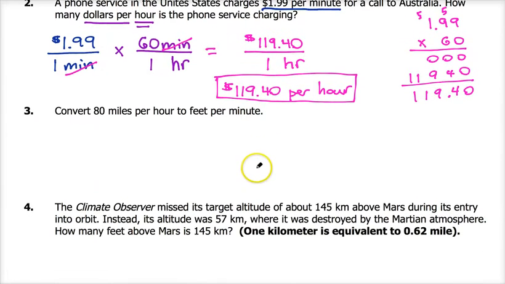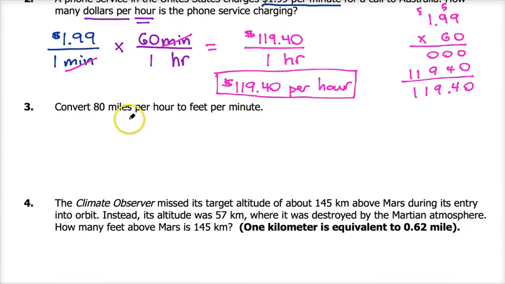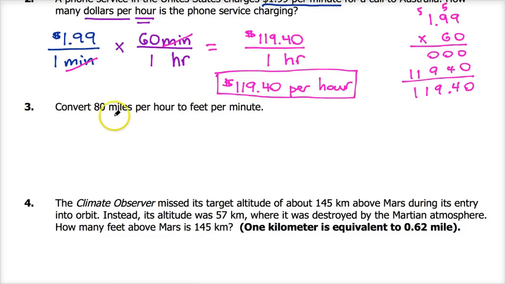Okay, number 3, this asks us to convert 80 miles per hour to feet per minute. So notice, not only am I changing my miles to feet, I'm also changing my hours to minutes. So let me show you how this works.